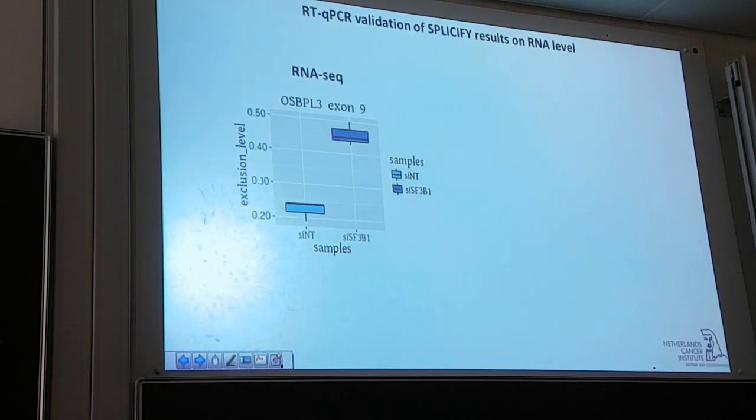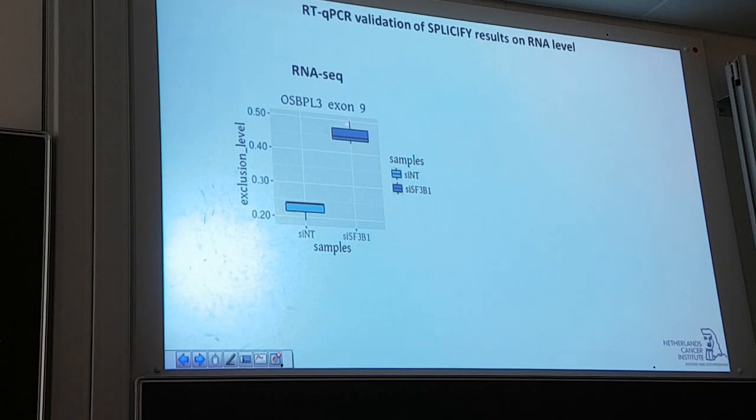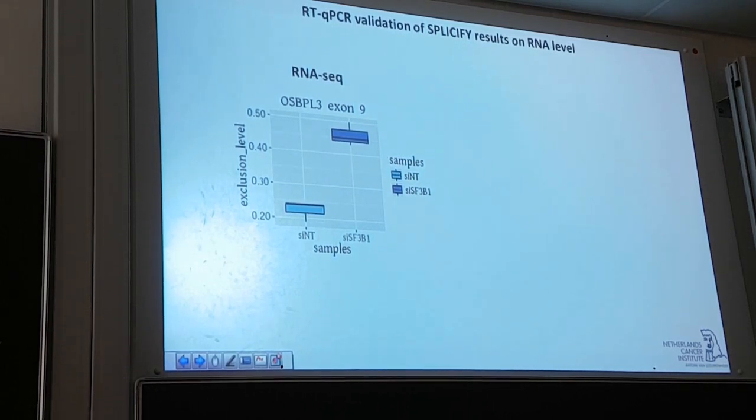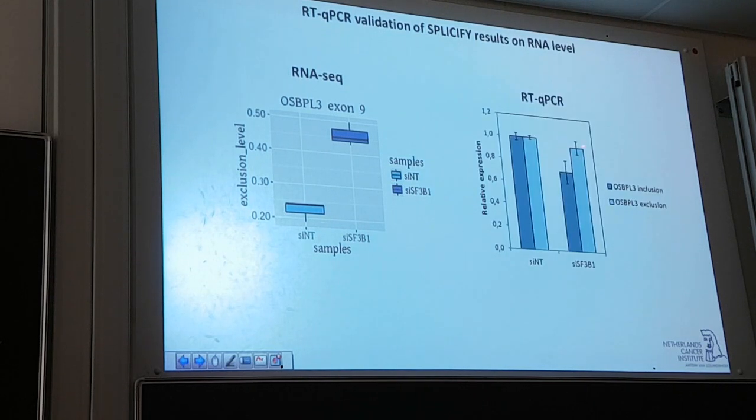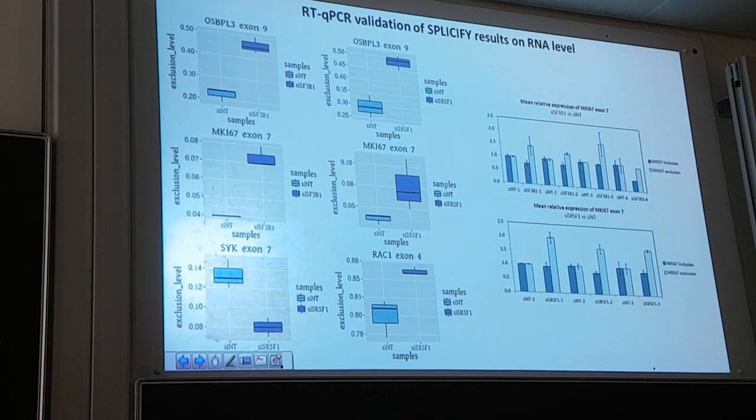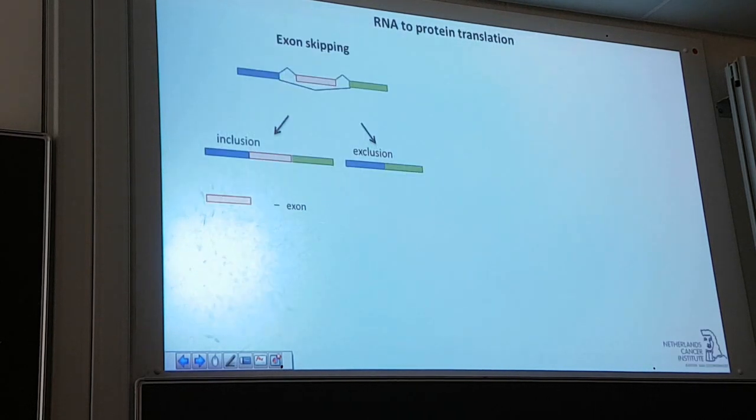And then this is an example, a skipped exon 9 of the gene OSBPL3, and the exclusion level differential between our down-modulated condition versus control. We had confirmation of this difference with real-time qPCR. So we did a number of these validation experiments with real-time PCR for our interesting candidates, and then we moved on to protein analysis.